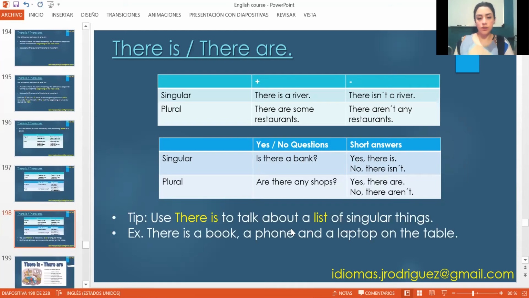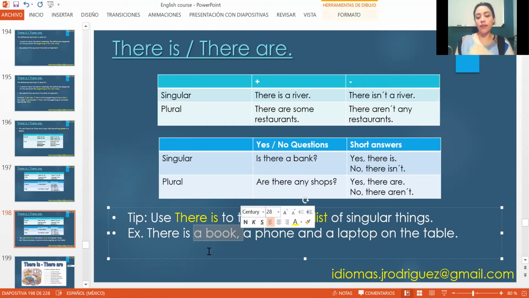And next, well, this is just a tip. We use there is to talk about a list of singular things like this. There is a book, a phone, and a laptop on the table. It doesn't matter that we have many objects. No importa que tengamos varios objetos. ¿Ok? Tenemos un singular de cada uno. Por lo tanto, vamos a utilizar there is.